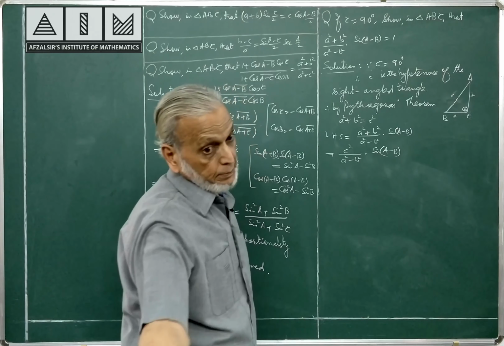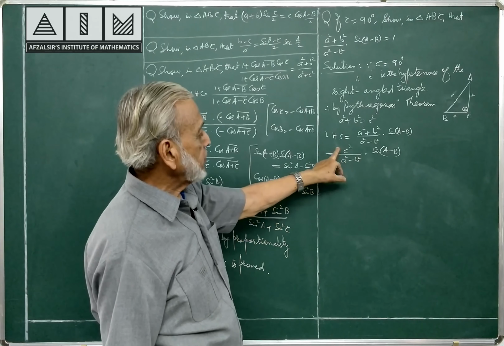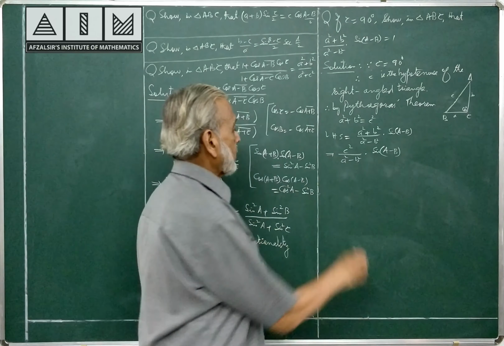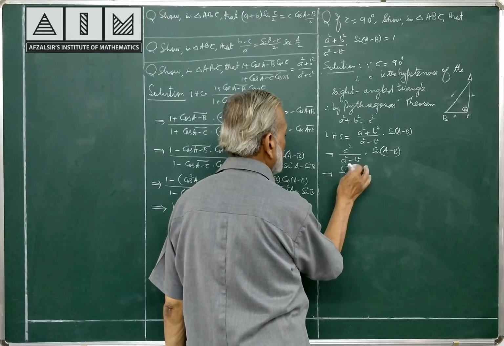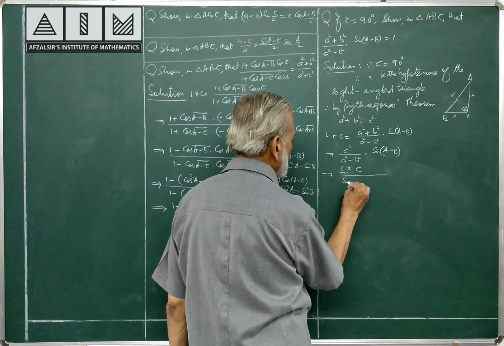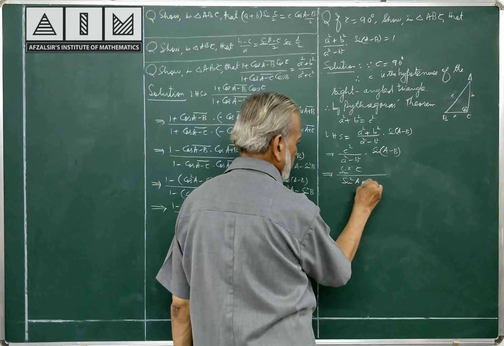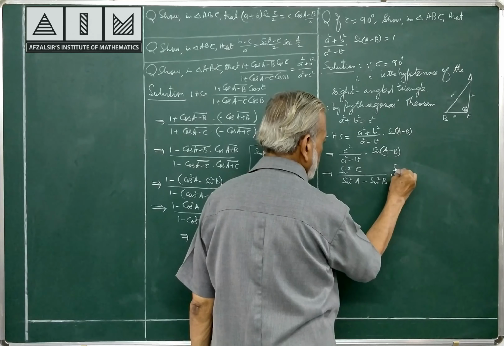By proportionality property again, this is C square by A square minus B square. I will write sin square C by sin square A minus sin square B. Sin square C by sin square A minus sin square B into sin A minus B.